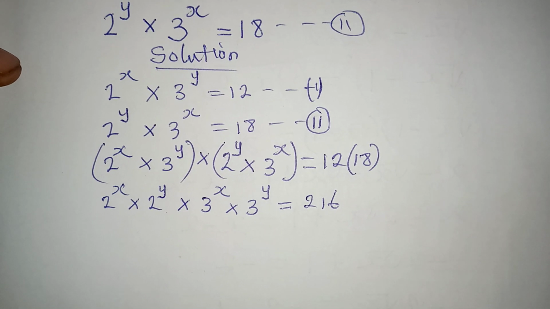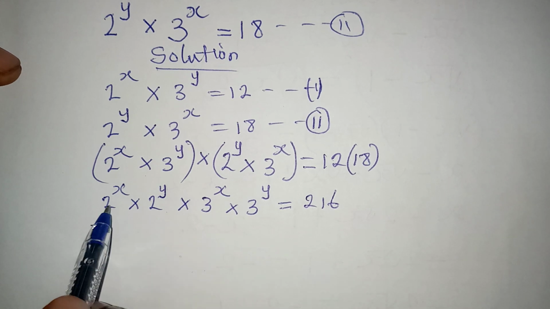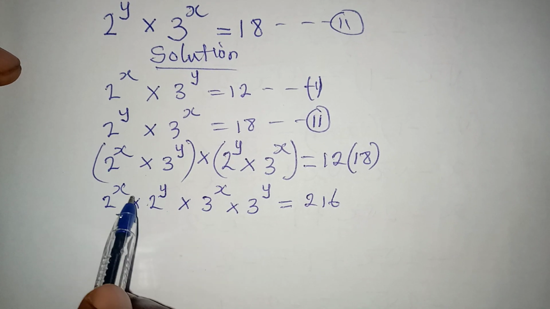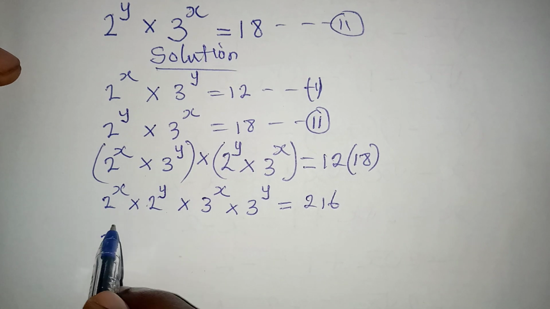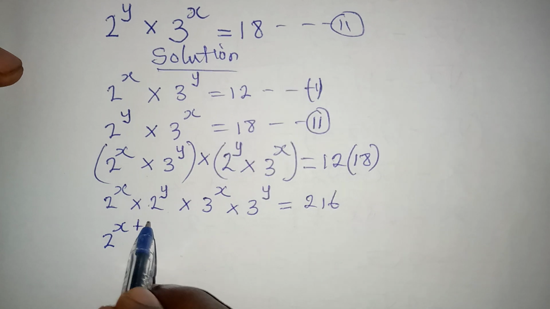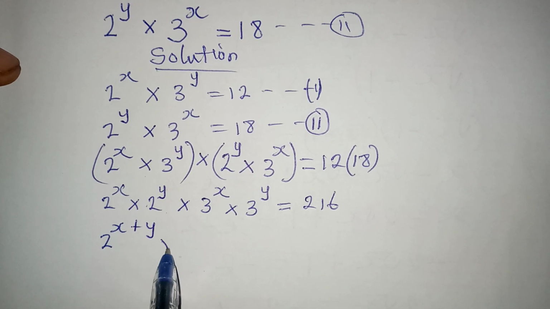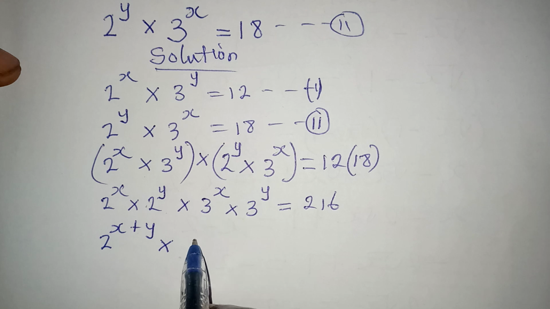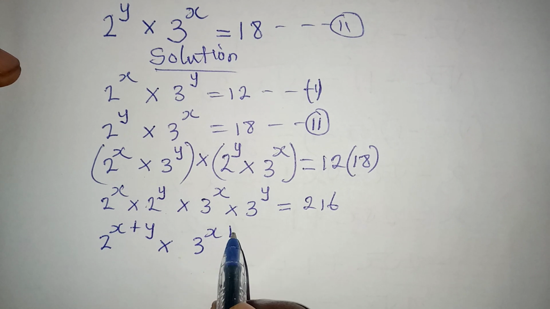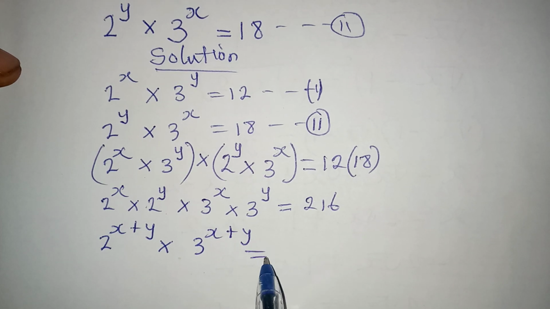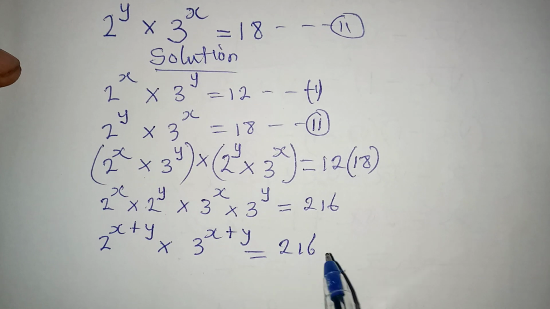And then the next thing I will do is to obey the law of indices that says if you have the same base, you can add the powers. So I'll pick 2 and add x and y, then multiply by 3 to the power of x plus y. And this is equal to 216.